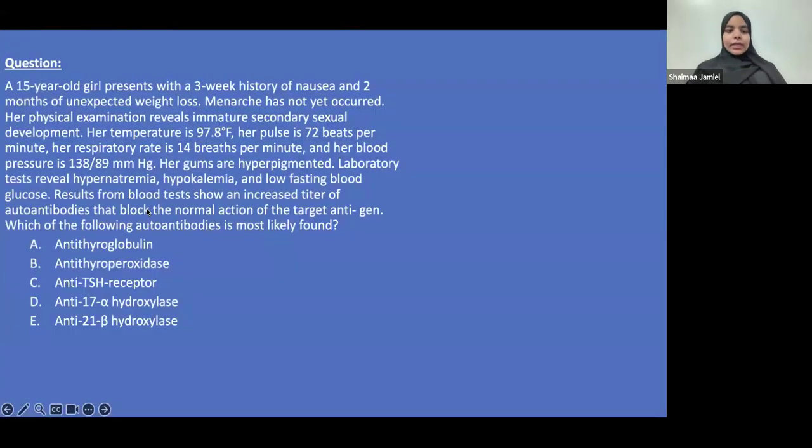Okay. So next question. A 15-year-old girl presents with a 3-week history of nausea and 2 months of unexpected weight loss. Menarche has not yet occurred. Her physical examination reveals immature secondary sexual development. Her temperature is normal. Her pulse is 72 beats per minute. Her respiratory rate is 14. Her blood pressure is 138/89. Her gums are hyperpigmented. Lab tests reveal hypernatremia, hypokalemia, and low fasting blood glucose.